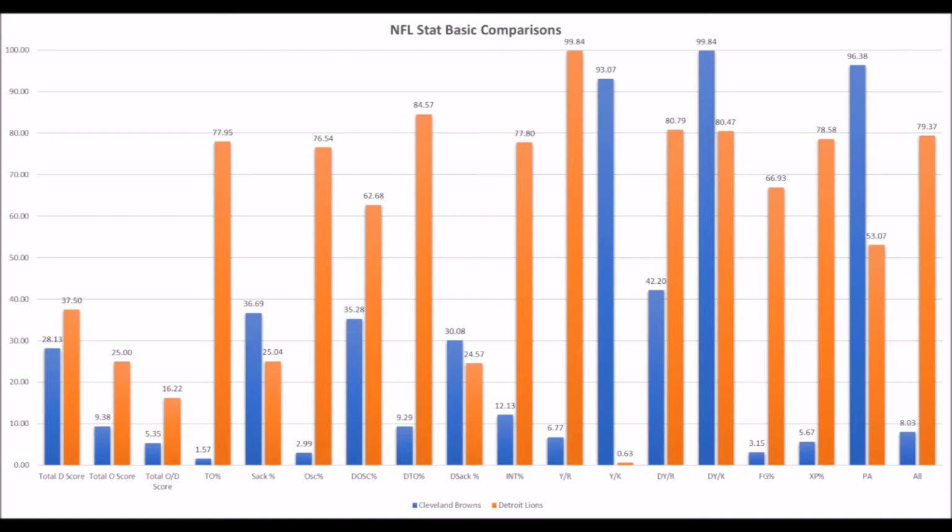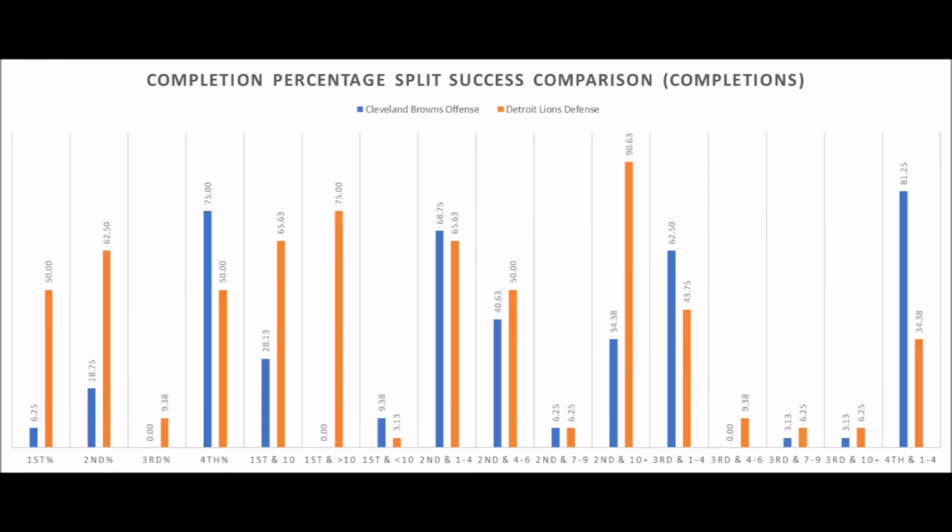So now when you get to some completion percentage data, looking at the completion percentage of the Browns versus the Lions defense in that respect, the Lions are pretty much favored here heavily. The Browns have the worst third down completion percentage in the entire NFL. That's how bad it is. Not much better on first down or second down. And when your completion percentage is this poor, you're not going to have as many opportunities.